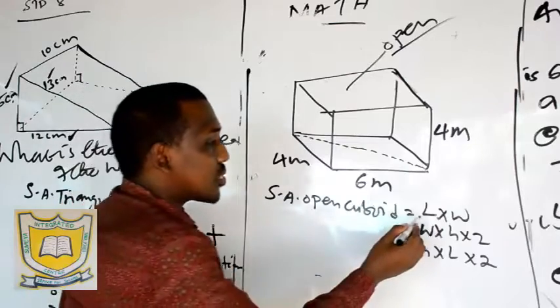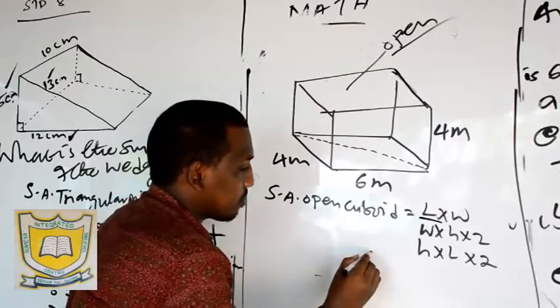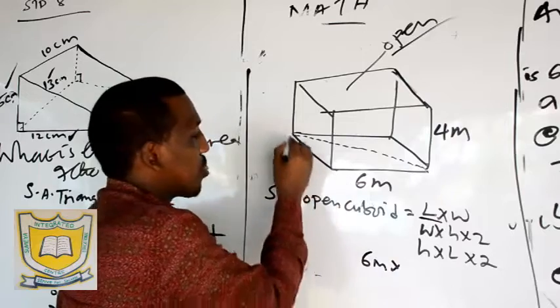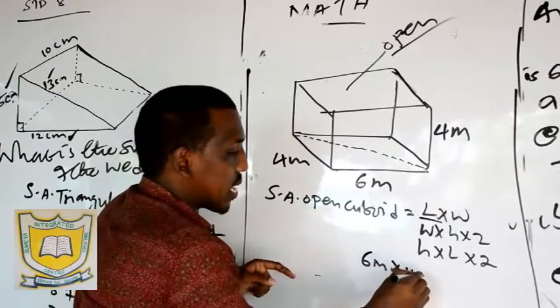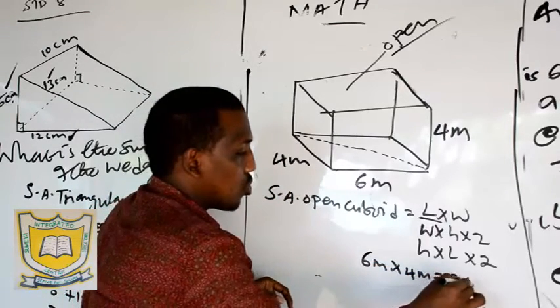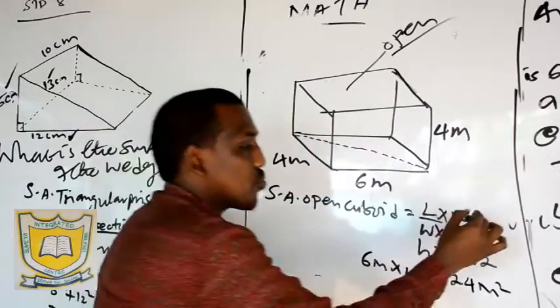So you start with the length, which is 6 meters, times the width, which is 4 meters, which is equal to 24 meters squared. You are through with this one.